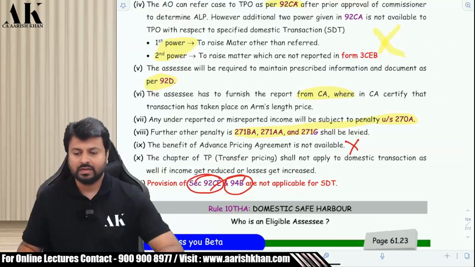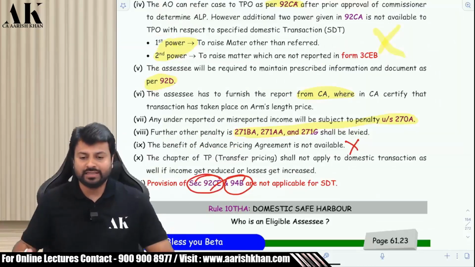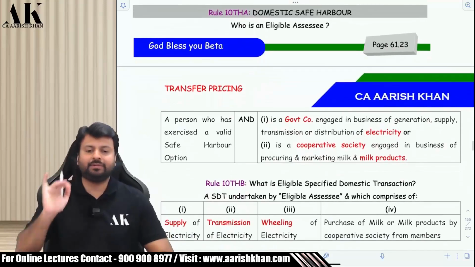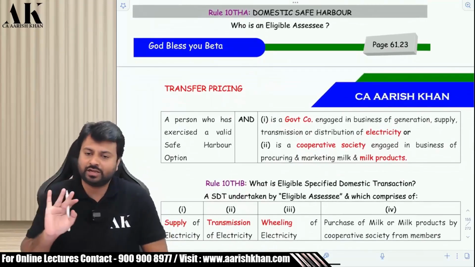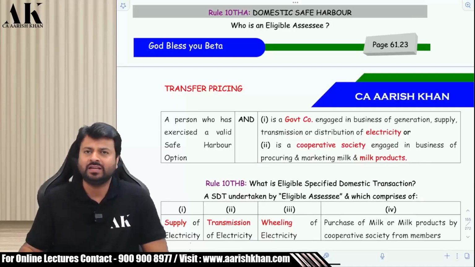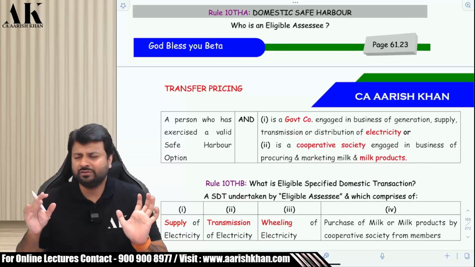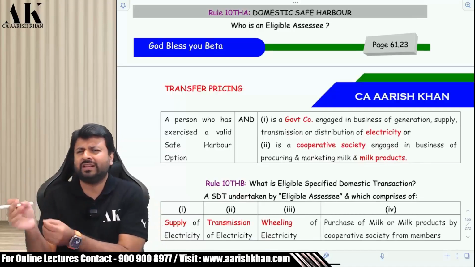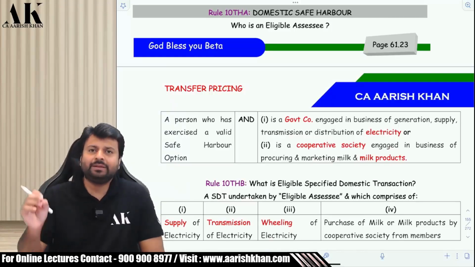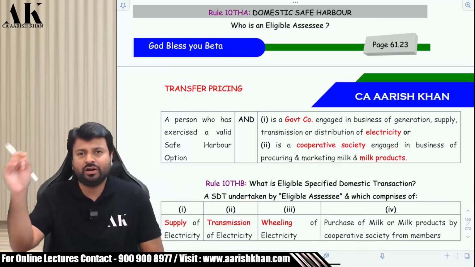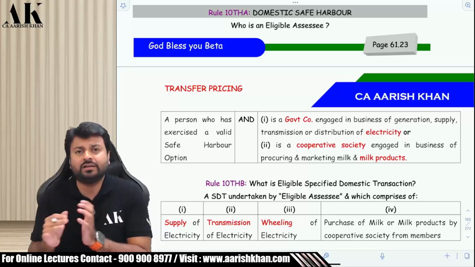Okay, now as I have said earlier, the domestic safe harbor rule is applicable for your exam, but the international safe harbor rule is not applicable for the exam. What is safe harbor? First of all, safe harbor is a circumstance in which, if you show a minimum profit, the government will accept your arm's length price. So that is applicable to only certain assessees, not to all kinds of assessees.